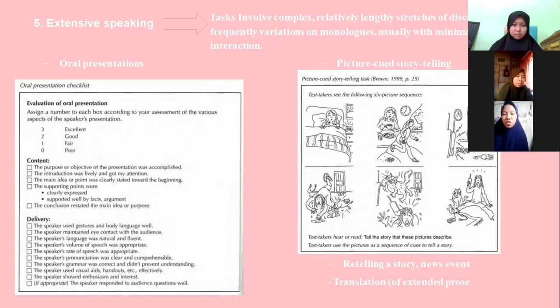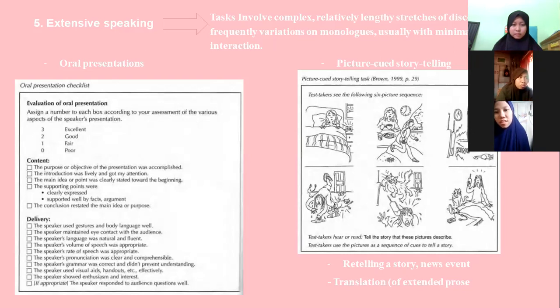Picture-cued storytelling. At this level, we consider a picture or a series of pictures as a stimulus for a longer story or description. The test taker talks for a minute about them. The object of eliciting narrative discourse needs to be clear. For example, picture-cued storytelling task.